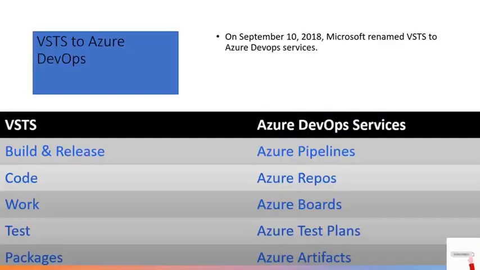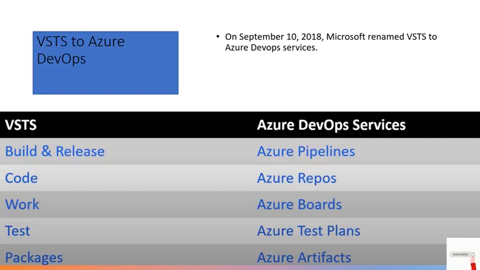What is the relationship between VSTS and Azure DevOps? On September 10, 2018, Microsoft renamed VSTS to Azure DevOps Services. Earlier it was known as VSTS, which was Visual Studio Team Services, but after 10 September 2018, it is known as Azure DevOps Services.